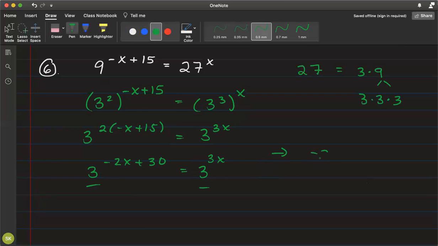So we have negative 2x plus 30 is equal to 3x. Add 2x to both sides. We get x is equal to 6.